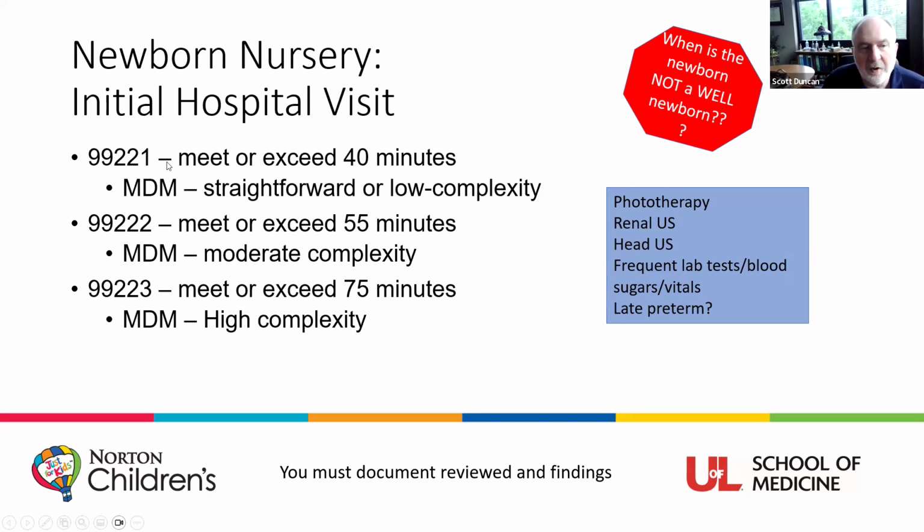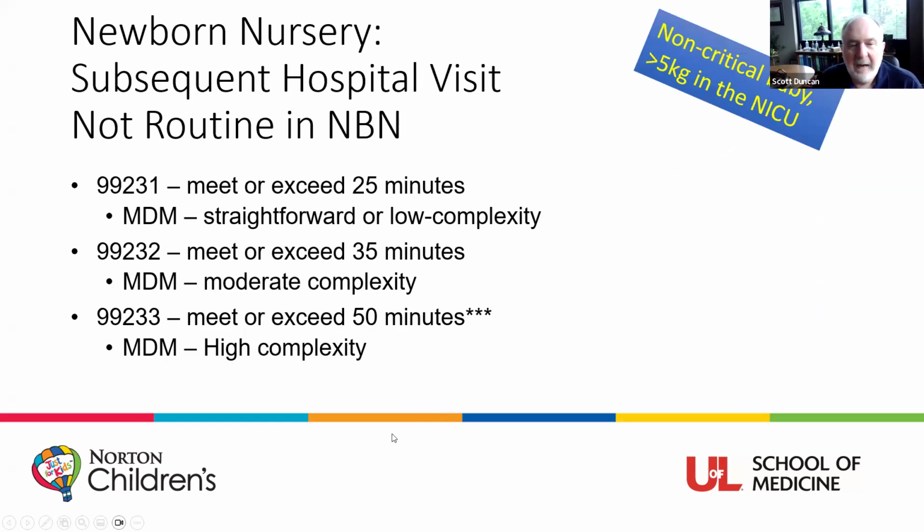They can be determined either on medical decision-making or time. These sets of codes are going to come up later when you think about doing consultations and follow-up consultations as well, particularly in the prenatal world. So medical decision-making for these low codes is straightforward or low complexity. The medium code is a moderate complexity, 55 minutes. The 223 is a high complexity, 75 minutes. And I think I have on here that'll help us define how you determine medical decision-making.